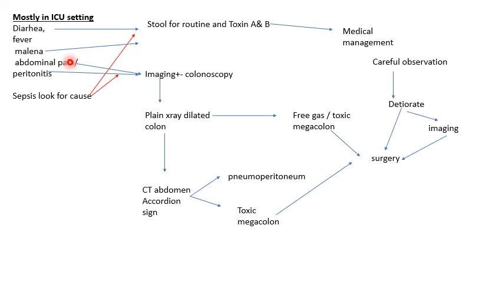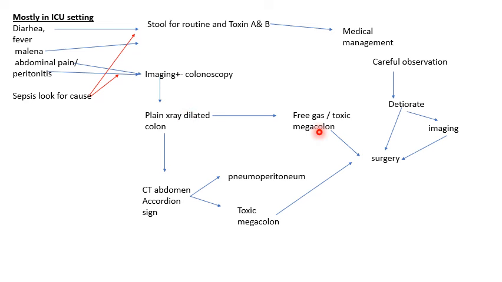What if they have abdominal pain and peritonitis? Now, these are the red herrings to say something serious is going on surgically inside the abdomen. So, you will think of imaging plus or minus colonoscopy. So, you do a plain X-ray, you'll show a dilated colon. You cannot make up your mind with the plain X-ray. You will move to a CT abdomen, which will show the accordion sign. I'll come to all that later.